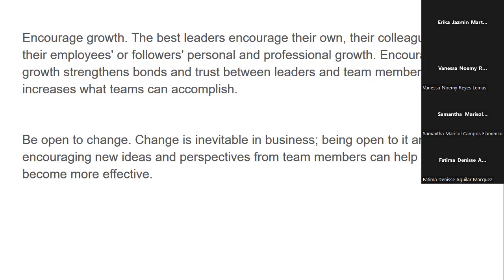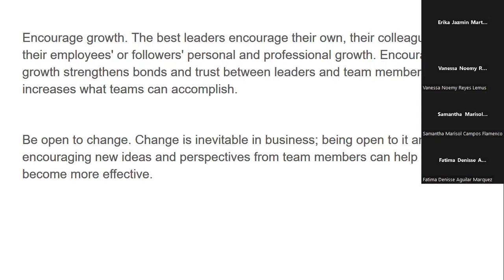So a good leader listens to you and tells you, what you need to do is to study this and continue improving things. Encouraging growth strengthens bonds. So that is true. If you help other people to get a better position in the work, of course, that person is going to trust in you and help you. And trust between leaders and team members and increases what team can accomplish. Definitely. So you will be able to accomplish more, to achieve more.